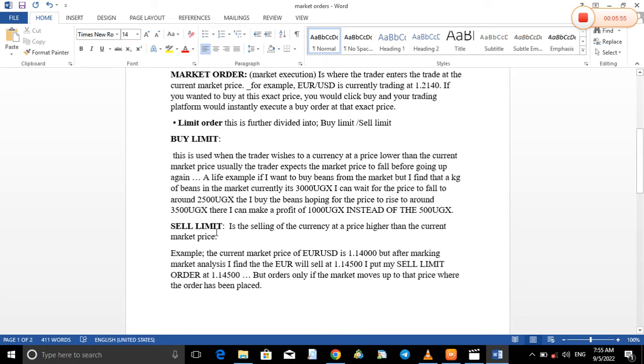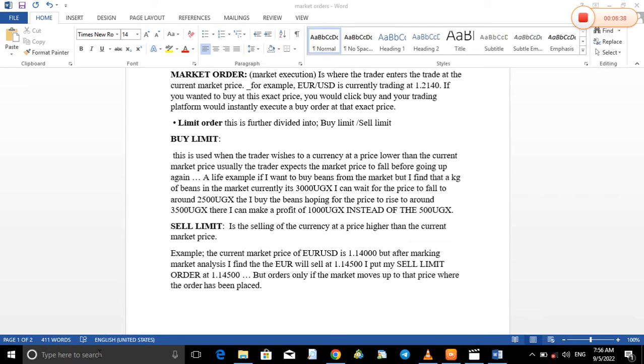Now we have what we call sell limit. Sell limit is the selling of a currency at a price higher than the current market price. Example, the current market price of Euro USD, let me say it is 1.14000, but after making a market analysis, I find the euro will sell at 1.14500. I put my sell limit order at 1.14500. Now all these are exchange rates of Euro USD, but the order is only activated if the market moves up to that price where the order has been placed.